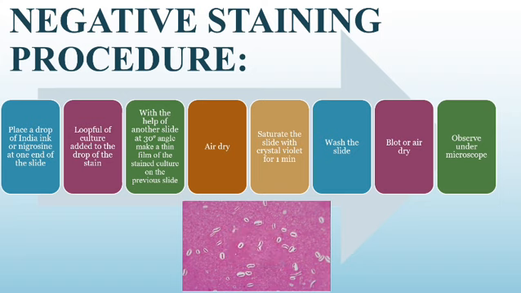First, the negative staining method. The procedure is to place a drop of India ink or nigrosin at one end of your slide. Next, a loopful of culture is added to the drop of stain. Then, with the help of another slide, make a thin smear by keeping the other slide at a 30-degree angle on the previous slide. Now air dry it and saturate the slide with crystal violet for 1 minute. Next, wash the slide under running tap water, blot dry or air dry it and observe under the microscope.